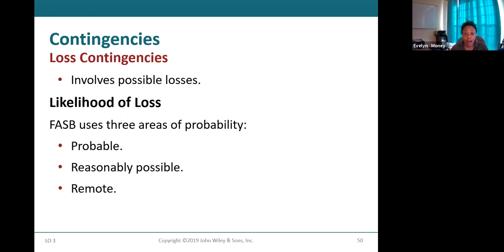If an event is probable, meaning we're going to lose some money in the future, and we're pretty sure that it's going to happen, then we need to estimate the amount of that loss, and we need to record an estimated liability for that. We need to go ahead and record that loss. If it's reasonably possible and it can possibly be estimated, it needs to be disclosed in the notes to the financial statements. If there's really no likelihood of it happening at all and it's remote, then we don't do anything at all in that situation.